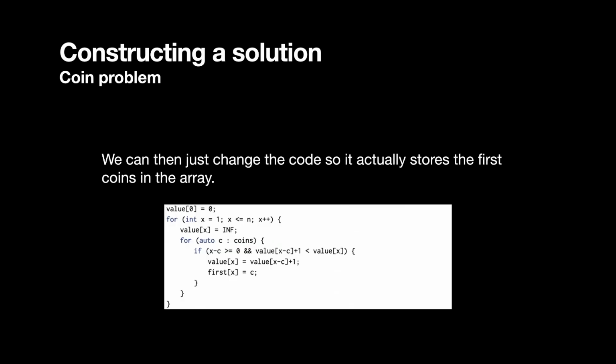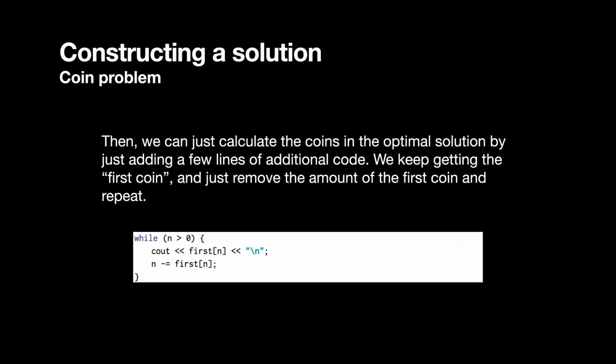We can then just change the code so it actually stores the first coins in the array. And then we just calculate the optimal solution's coins by adding a few lines of additional code. We keep getting the first coin, remove that amount, and repeat. So say we want to calculate the coins for $8. And say for $8, the first coin in the minimum solution is 2. Then we take the 2 out and we see what the first coin for 6 is, and so on, until it gets to 0. And all those first coins will make up the original problem we want.